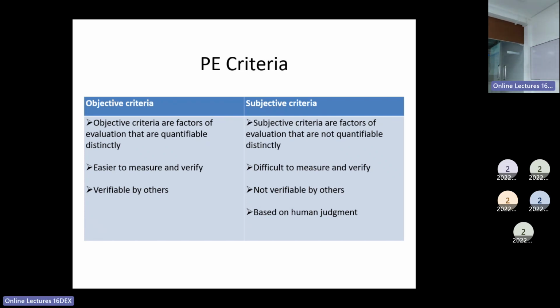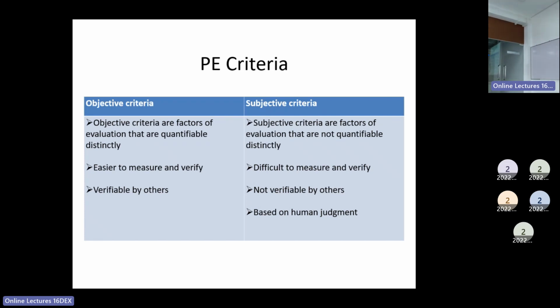Right. So can you tell me one of the subjective criteria that can be used to measure the level of performance of doctors? Subjective criteria. Kindness towards patients. Piety towards patients. So these are some.